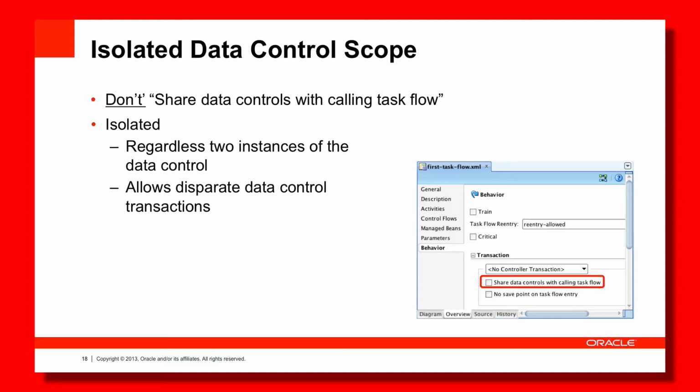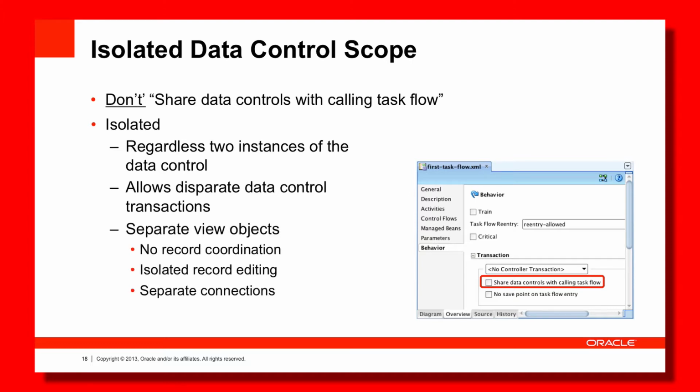But when the second task flow is called from the first task flow, once it hits this isolated data control scope option, it will not reuse the same data control instance that was instantiated for the previous bounded task flow, but rather it will create another instance of it. So for the same user session, you end up with two instances of the data control from the one design time data control definition.